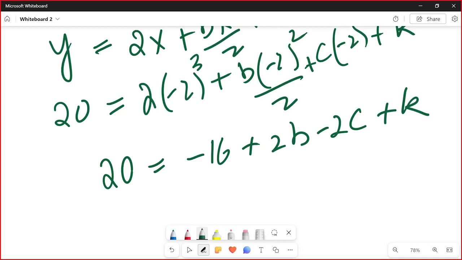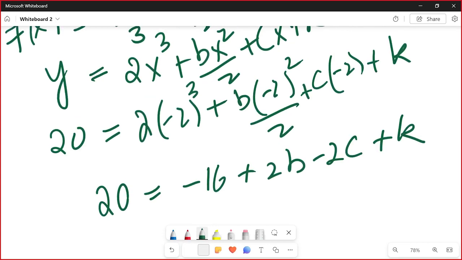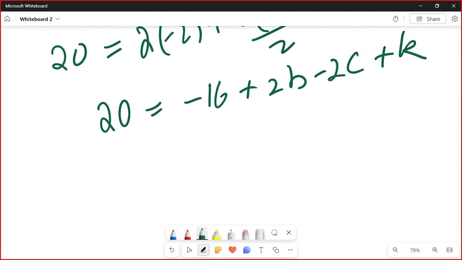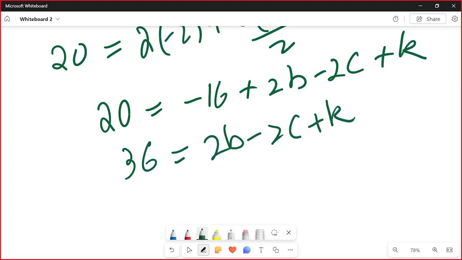The tangent to the curve at point x has y equal to 2. Okay, tangent. Again, that is something which we will have to do. So it becomes 36 is equal to 2b minus 2c plus k. This is our second equation. Now the problem is we have one more unknown.